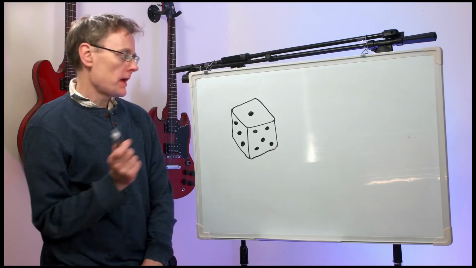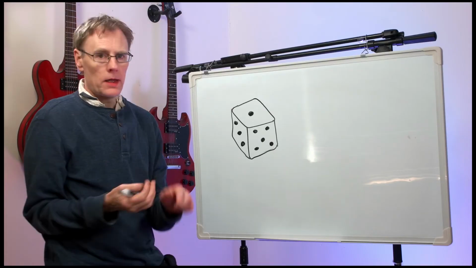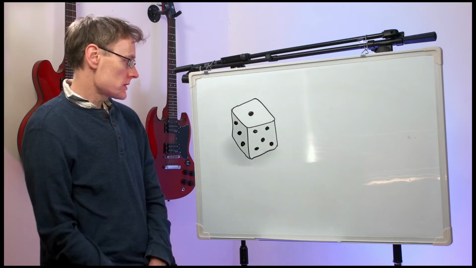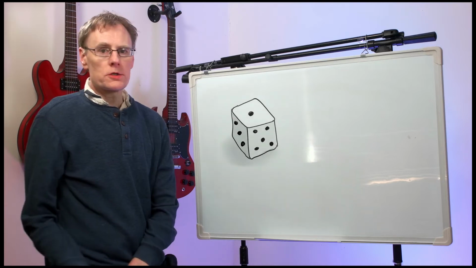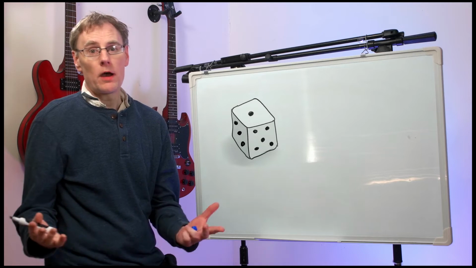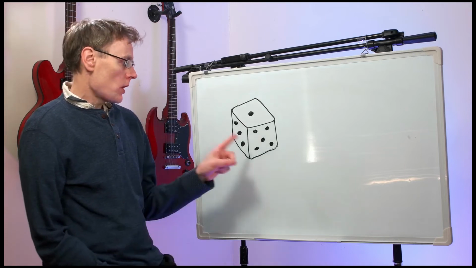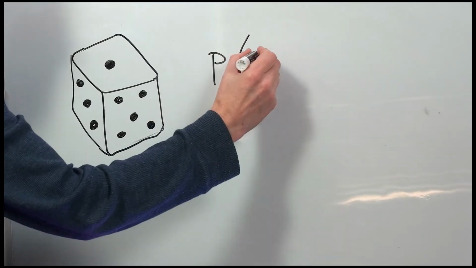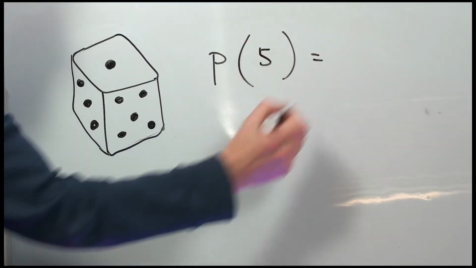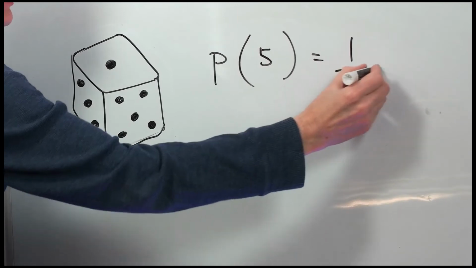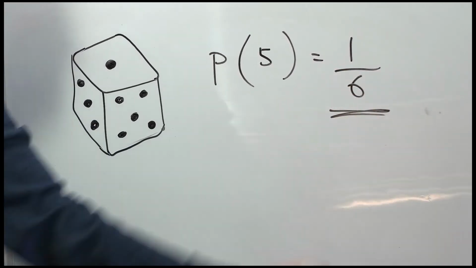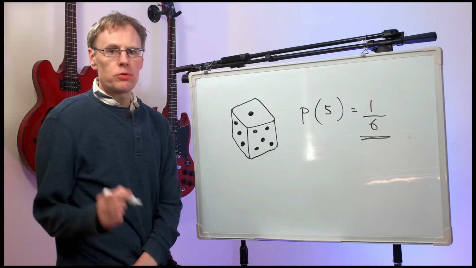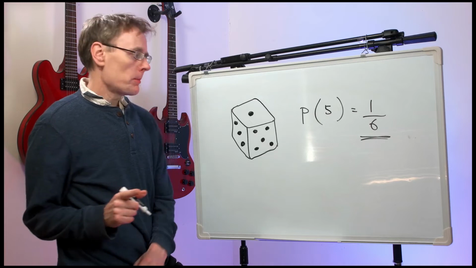Now, you roll a fair die. The die is like a cube which has 6 faces. What's the probability you roll a 5? Well, there's only 1 chance of rolling a 5. The probability of rolling a 5 is going to be 1 out of 6. 1/6.